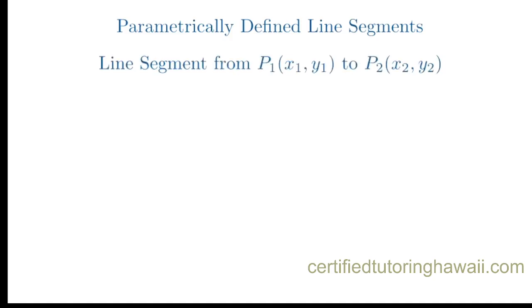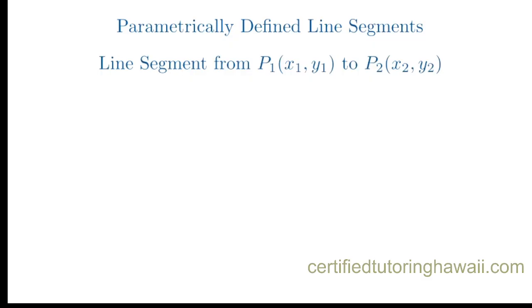Now let's switch gears from continuous loops to straight paths. We'll learn how to parametrize a line segment between two distinct points. A line segment is defined by two endpoints. Let's call them P1, with coordinates x1, y1, and P2, with coordinates x2, y2. The beauty of parametric equations is that we can describe the coordinates as functions of a single parameter, t.